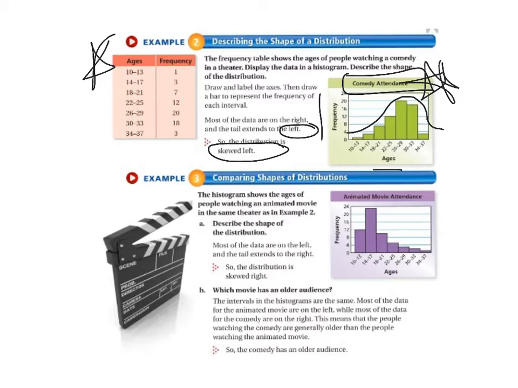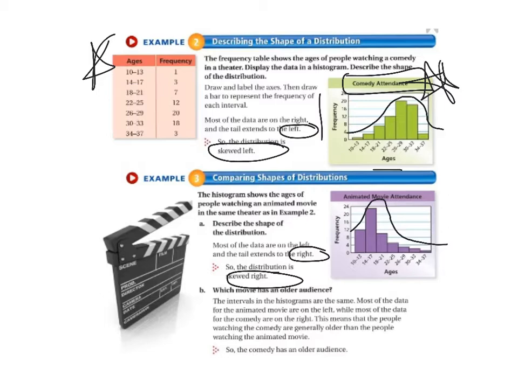Example 3, we're comparing the shapes of distributions. The histogram shows the ages of people watching an animated movie in the same theater as in example number 2. So we describe the shape of the distribution. We look at it here, and most of the data are on the left and the tail extends to the right. So the distribution is skewed right.